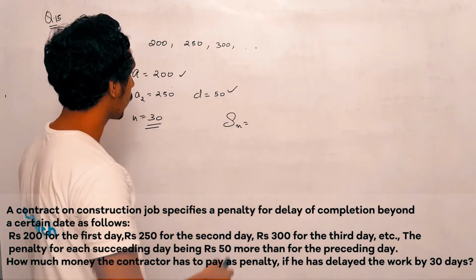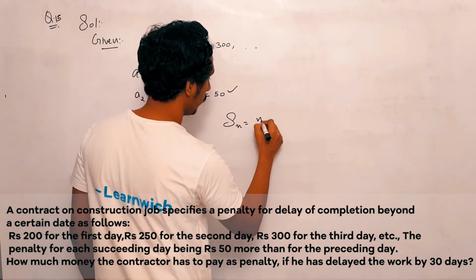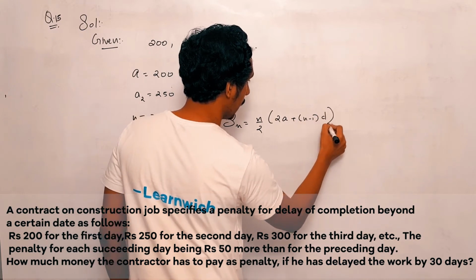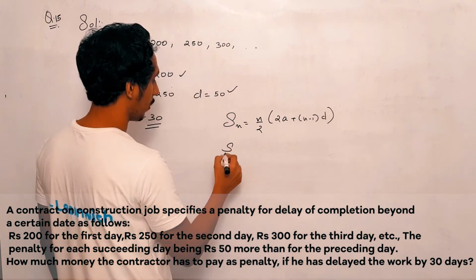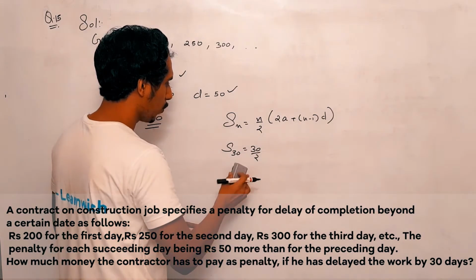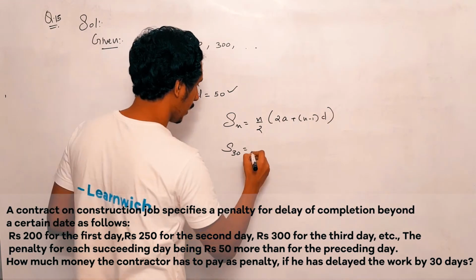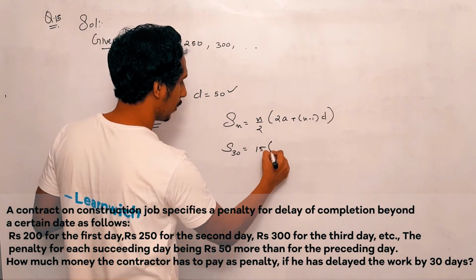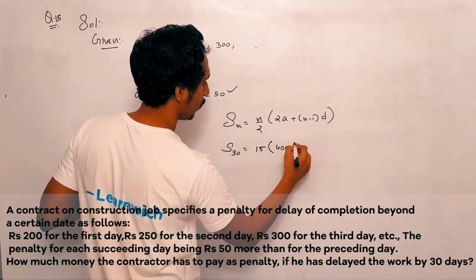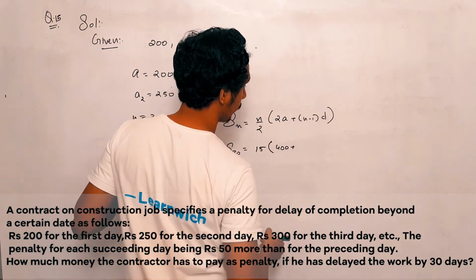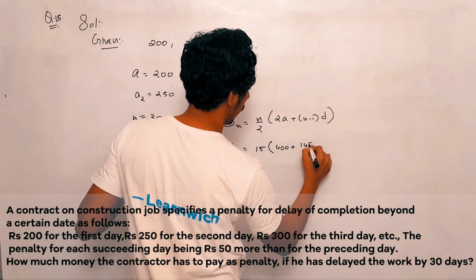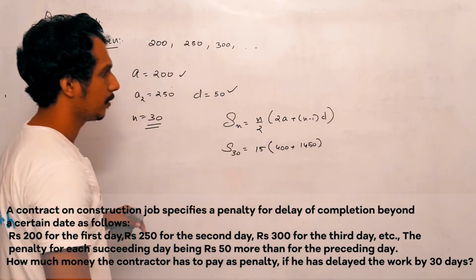So let's say Sn is equal to N by 2 into 2 times A plus N minus 1 into D. So S30 equals 30 by 2. You can just directly write the formula. How much is 30 by 2? 15 into 2 times A, that is 400, plus 29 into 50. So that will be 1450. Am I right? Yeah.